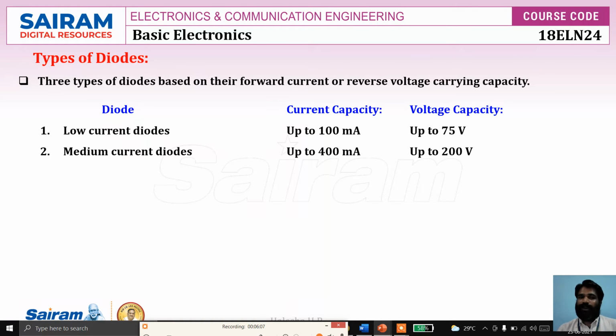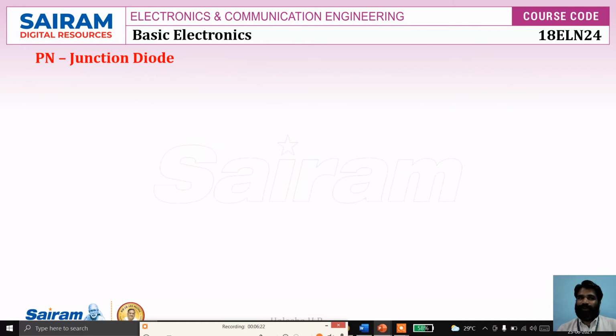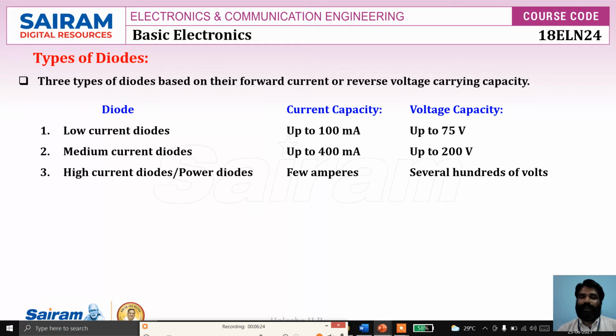And medium current diodes, current capacity is up to 400 milliamps and voltage capacity is up to 200 volts. And high current diodes are power diodes up to a few amperes and voltage capacity is several hundred volts. Okay, these are the types of diodes.